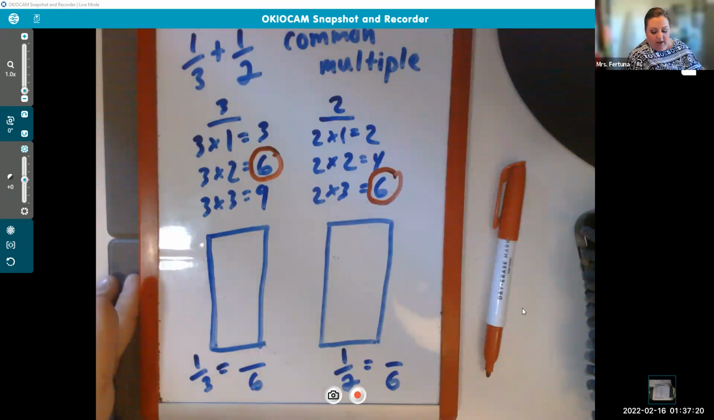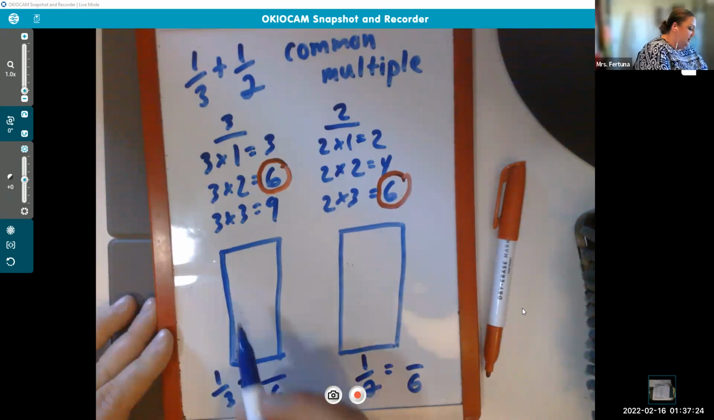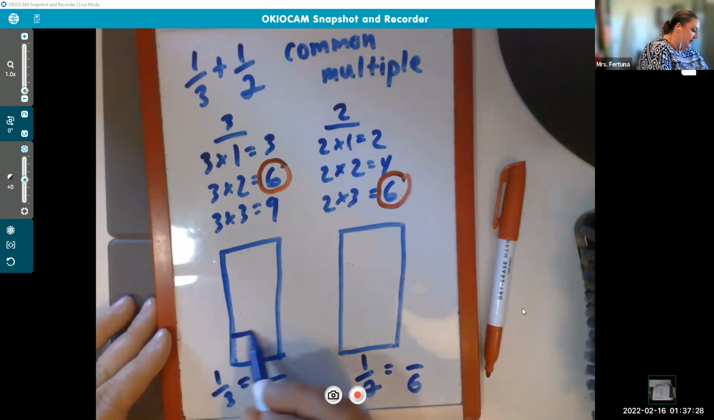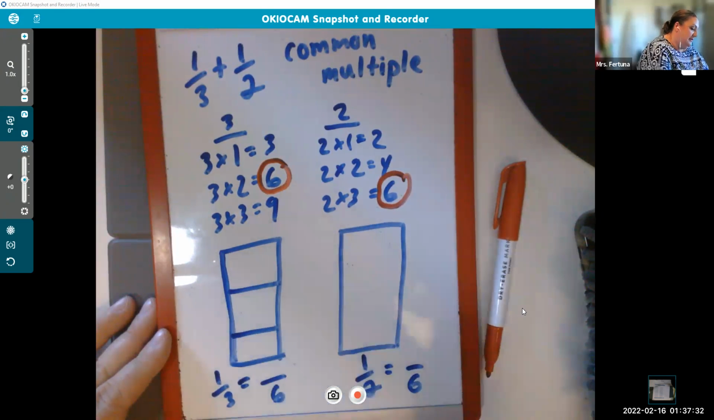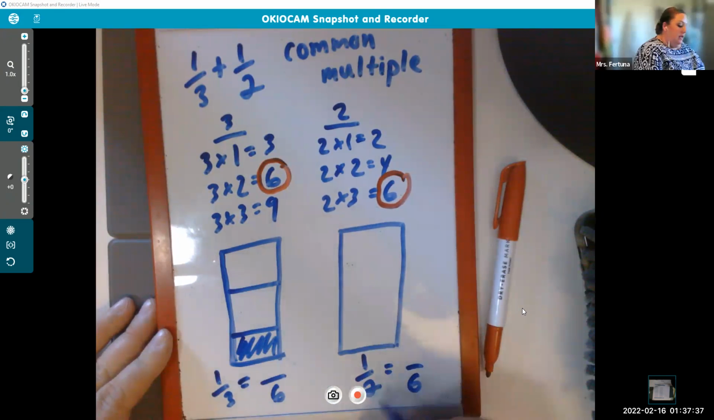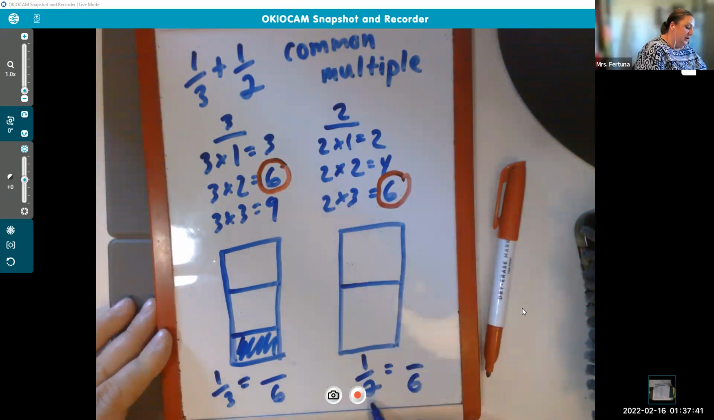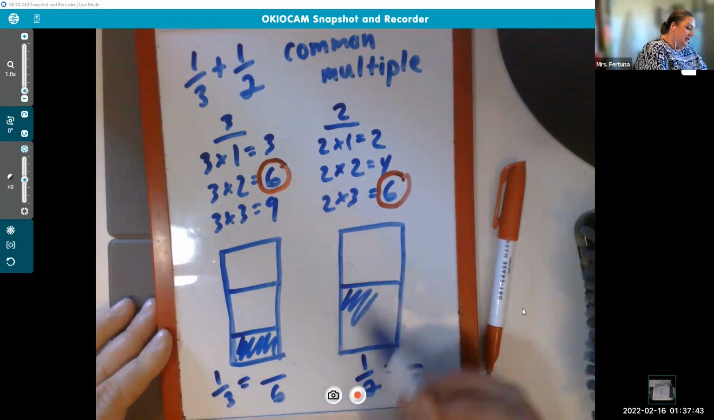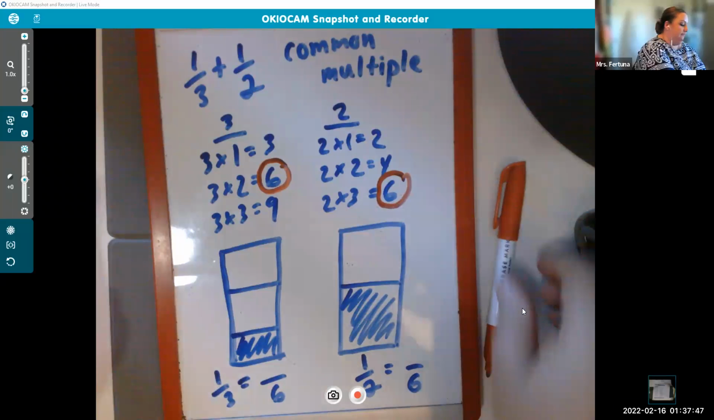So we can go ahead and divide this. Well, actually, let's start by dividing it into thirds first. We're going to go 1 and 2. So now we have 3 pieces, right? And we're going to shade 1 of the 3. This one, we're going to divide in half. So we have 2 pieces because that's our denominator. Then we're going to shade one of the two pieces.